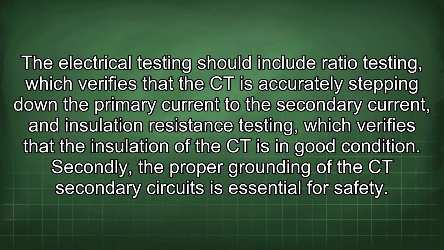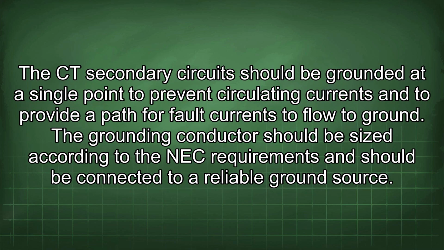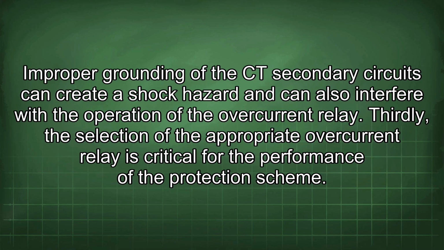Secondly, the proper grounding of the CT secondary circuits is essential for safety. The CT secondary circuit should be grounded at a single point to prevent circulating currents and to provide a path for fault currents to flow to ground. The grounding conductor should be sized according to the NEC requirements and should be connected to a reliable ground source. Improper grounding of the CT secondary circuits can create a shock hazard and can also interfere with the operation of the overcurrent relay. Thirdly, the selection of the appropriate overcurrent relay is critical for the performance of the protection scheme.